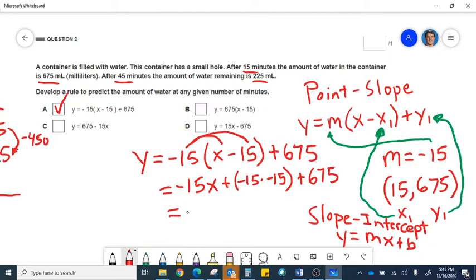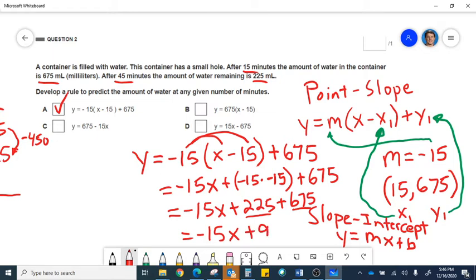All right? So I continue to write down the things that are not going to change right now. So negative 15x, and if I say negative 15 times negative 15, I multiply that out and I get 225. So I'm going to say plus 225. And I got to continue to write down that 675 because that hasn't changed either. Now I'm left with two actual numbers. These are constants. 225 plus 675 give me 900. So I'm going to write negative 15x plus 900.